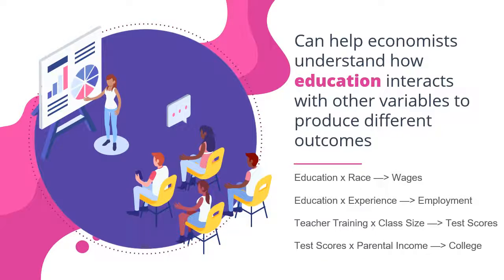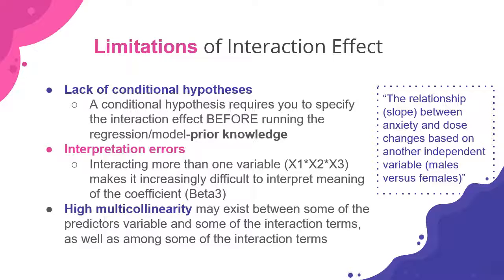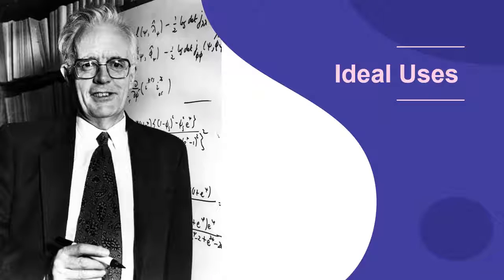There are three limitations. First, you may need higher knowledge to decide the interactive variable in order to make the conditional hypothesis. Second, when you have more than two variables in an interaction term, it's difficult to interpret the coefficient. And thirdly, there will be high multicollinearity among the variables in the model.